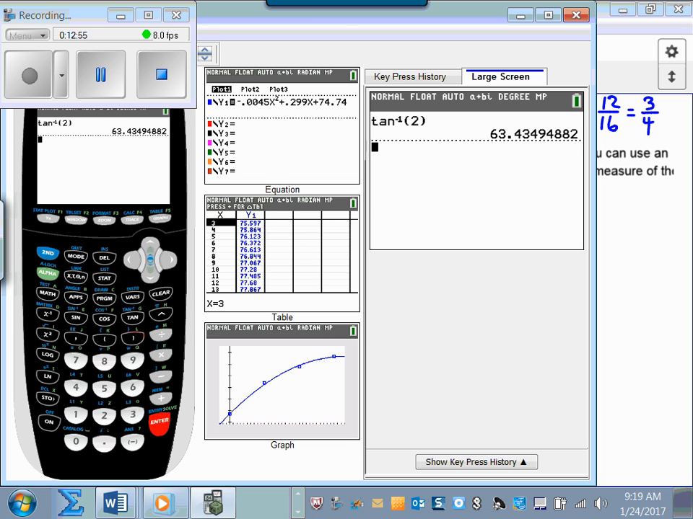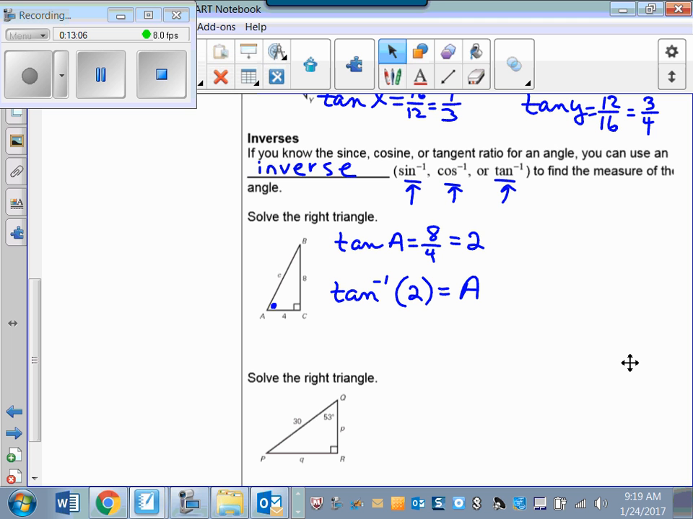That's going to tell us what the measure of that angle is, and we're going to round it to the hundredths place. So we'll round that to 63.43. So let's just say A is approximately 63.43 degrees.